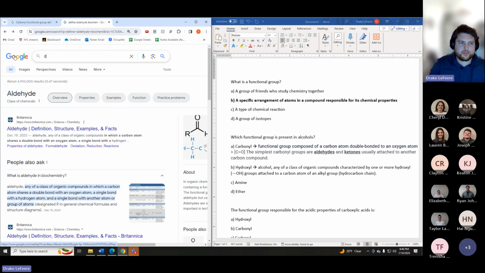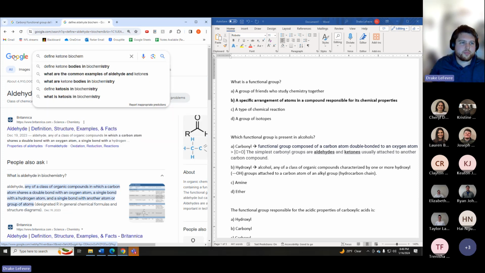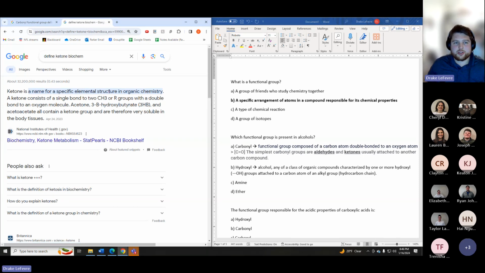Loves aldehydes, loves ketones. Define ketone, biochem. It's a specific elemental structure in organic chemistry. It consists of a single bond to two CH3 or R groups with a double bond to an oxygen molecule. So if we see a double bond to an oxygen molecule, there is our C double bond O. Certain other stuff contains a ketone group. And this is where you use your best judgment to say, how far down the rabbit hole do I go? We start getting to some big names. My general rule of thumb is if you have never seen those words before, after watching the lecture and reading through a chapter, and you don't recognize the word at all, that's probably a good sign you can stop there and don't keep going down any further.